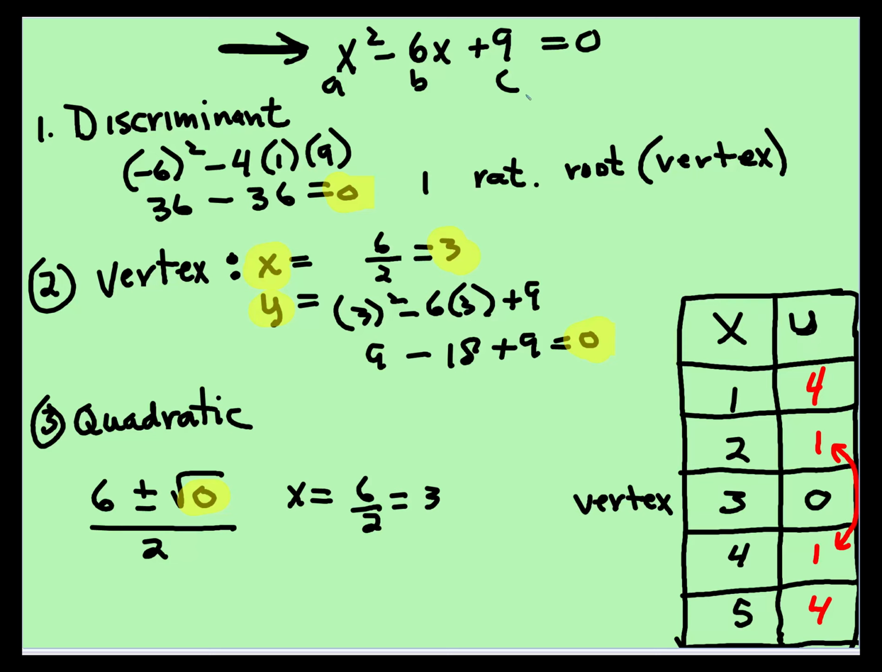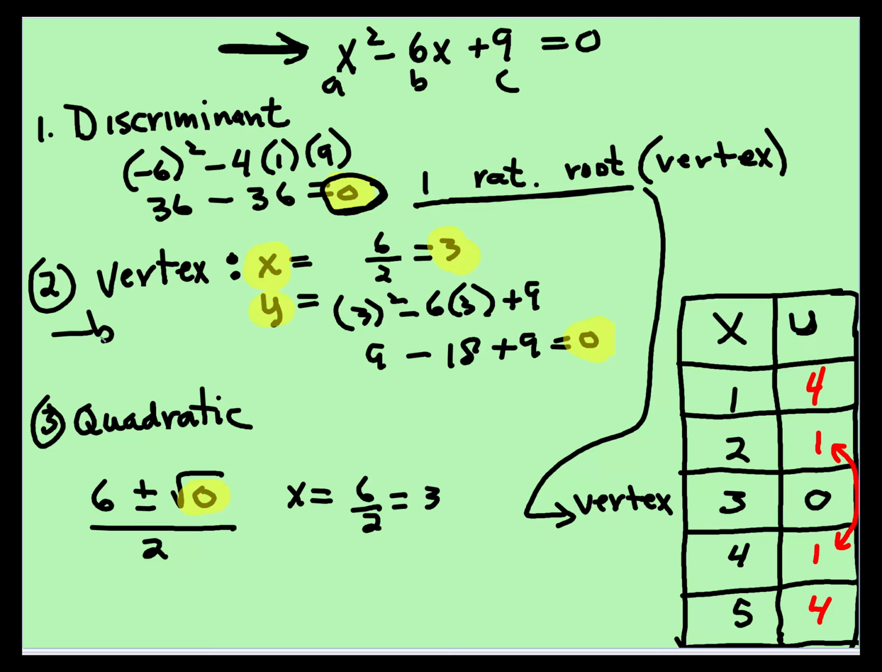This time, here's the quadratic. When you find the discriminant, it's equal to 0. That means there's going to be one root. That one root ends up being the vertex. So go ahead and find the vertex. Remember, the vertex is the opposite of b over 2 times a. Well, the opposite of negative 6 is positive 6, divided by 2 times a. Well, this a is that invisible 1. So 6 divided by 2 is 3. So that will be our x value.